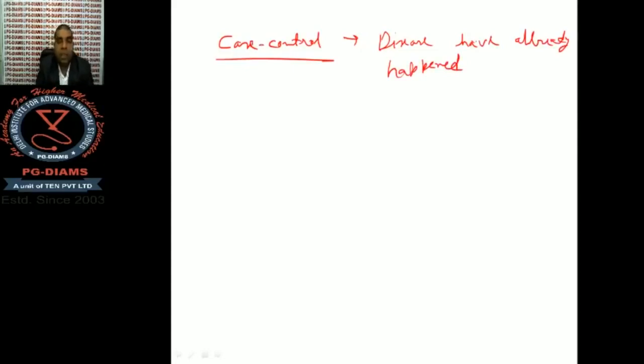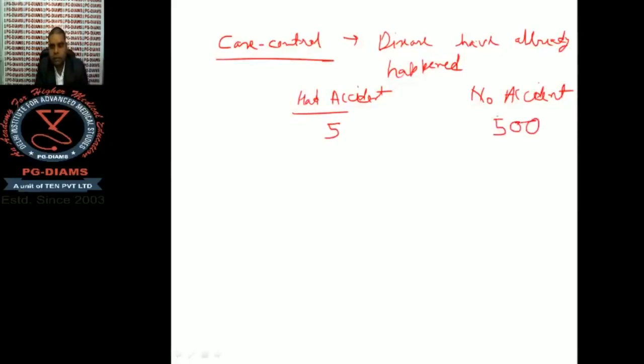Suppose we take 2 groups of drivers. One group had an accident, and one group had no accident. Suppose the group that had an accident was 5 and the group that had no accident was 500. So in both of these groups, we will ask whether you drank before driving or not.